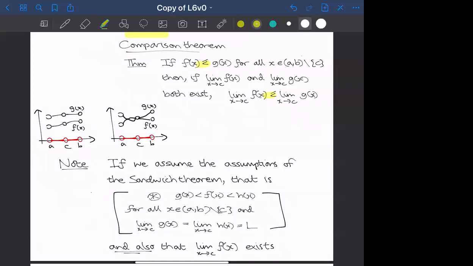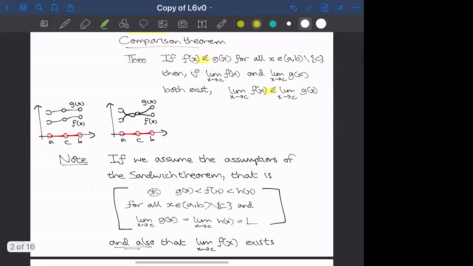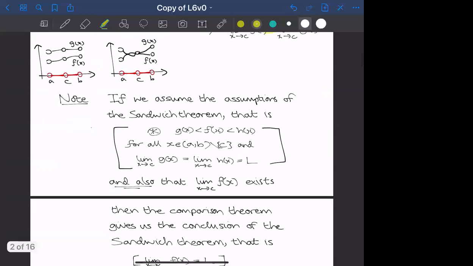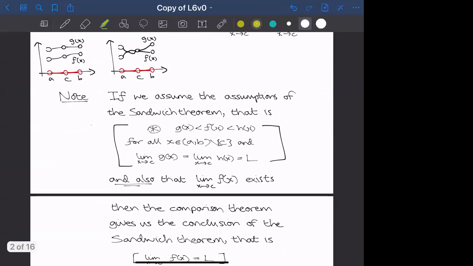If we assume the assumptions of the sandwich theorem, so the thing we started with, that g is less than f is less than h, and if we also assume that the limit of f exists, then the comparison theorem gives us the conclusion of the sandwich theorem. That is that the limit of f(x) must be L.